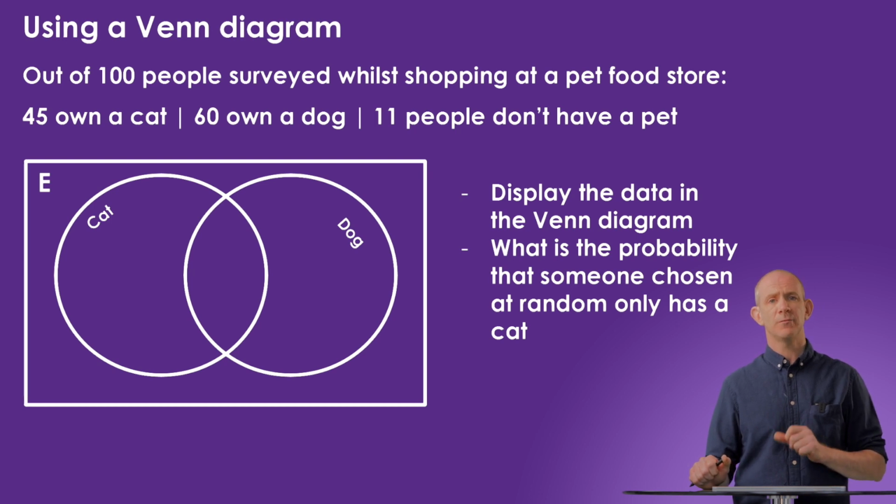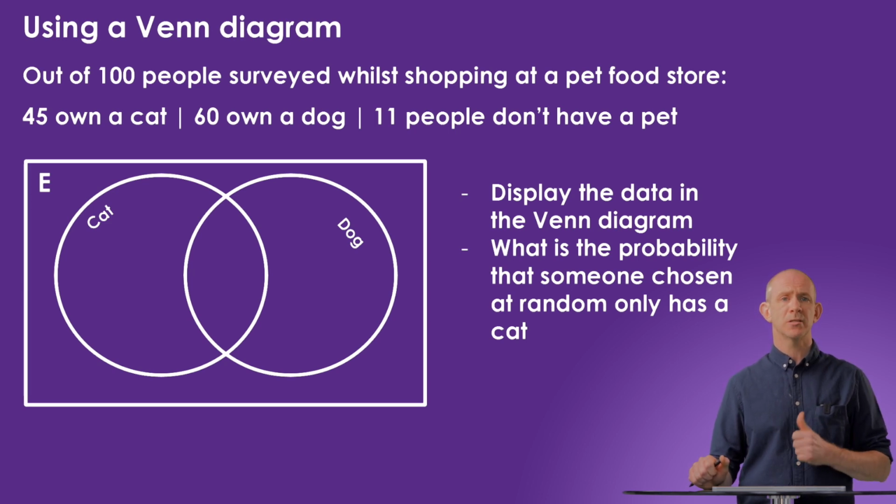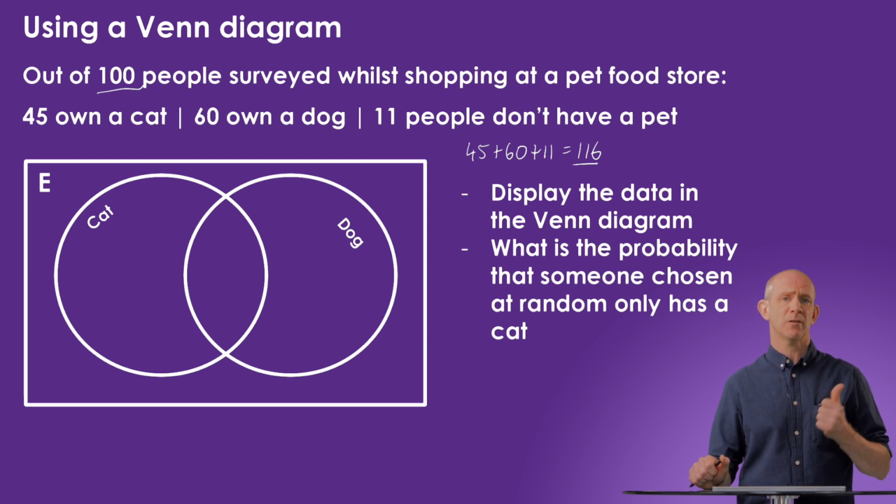It's often easy to confuse whether to use a Venn diagram or a two-way table to organise this type of data. A simple way to decide is whether there is overlapping choices. If we add all these responses together, we get 116 people. But the question states that only 100 people were included in the survey.